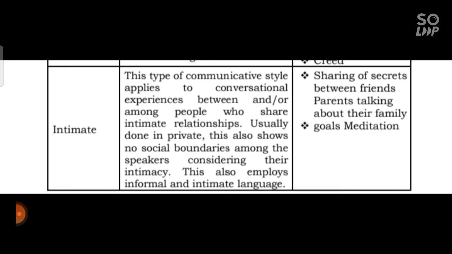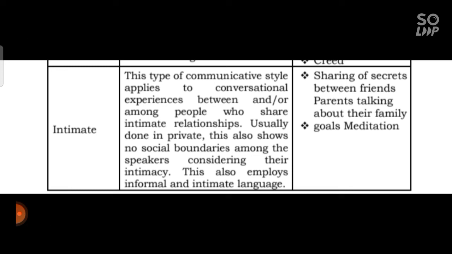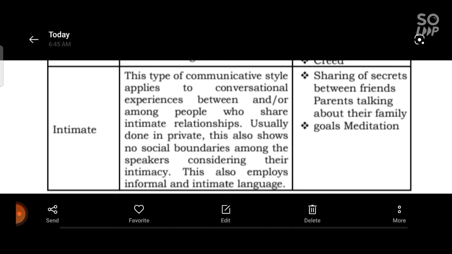So, in this type of communication, you are talking to a very close friends, you are sharing secrets, your parents talking about their family or goals meditation. So, let's say for instance, your special someone, your girlfriend or boyfriend, you are talking to each other, and also your best friend when you are talking about your secrets. And also when you are talking to your parents or to family members, and you are talking about a very serious situations. Okay? So that is intimate.